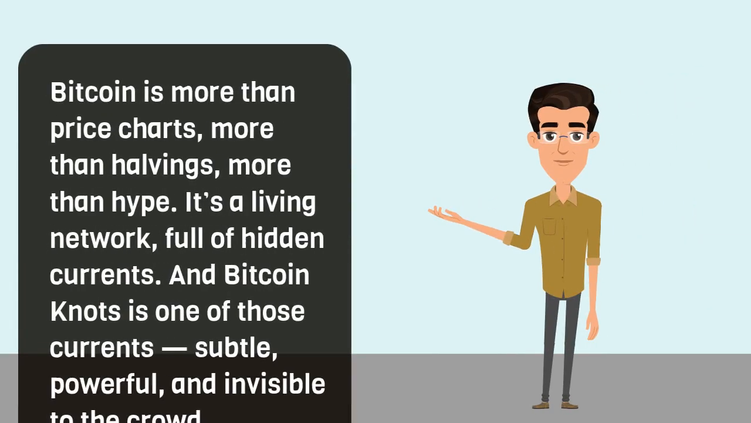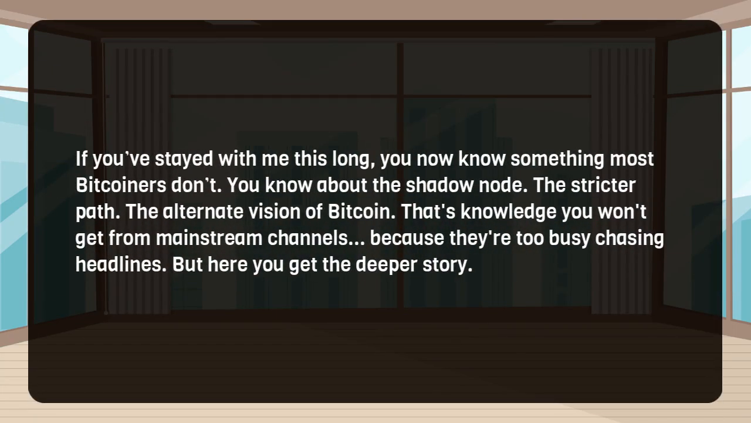Bitcoin is more than price charts, more than halvings, more than hype. It's a living network full of hidden currents. And Bitcoin Knots is one of those currents, subtle, powerful, and invisible to the crowd. If you've stayed with me this long, you now know something most Bitcoiners don't. You know about the shadow node, the stricter path, the alternate vision of Bitcoin. That's knowledge you won't get from mainstream channels because they're too busy chasing headlines. But here you get the deeper story.